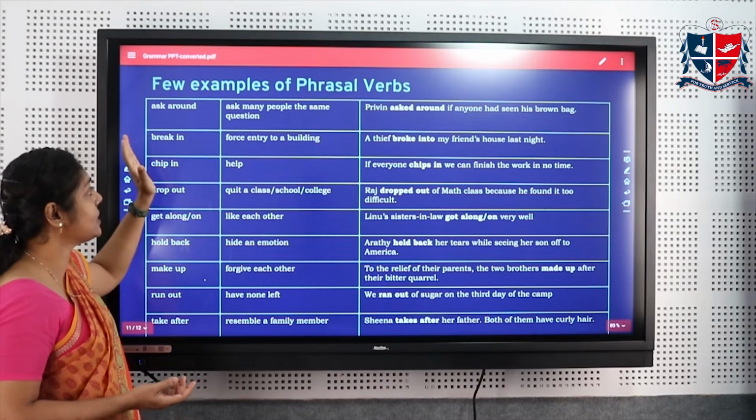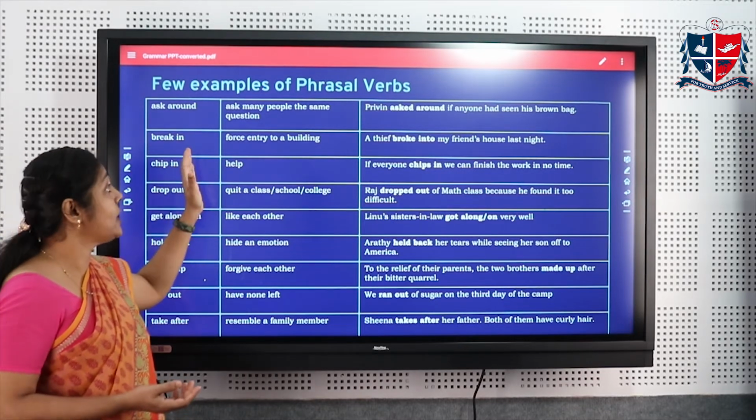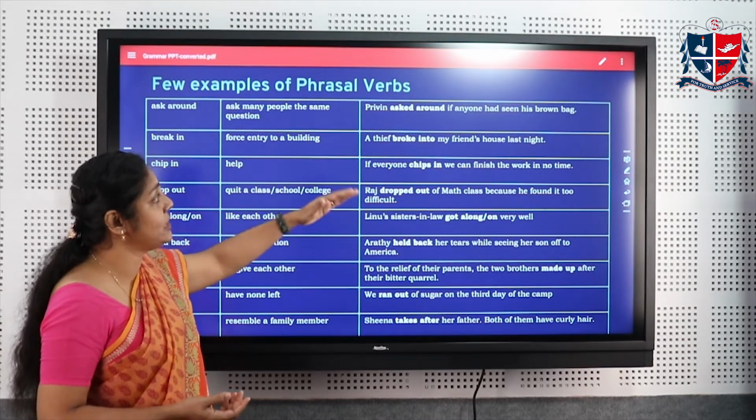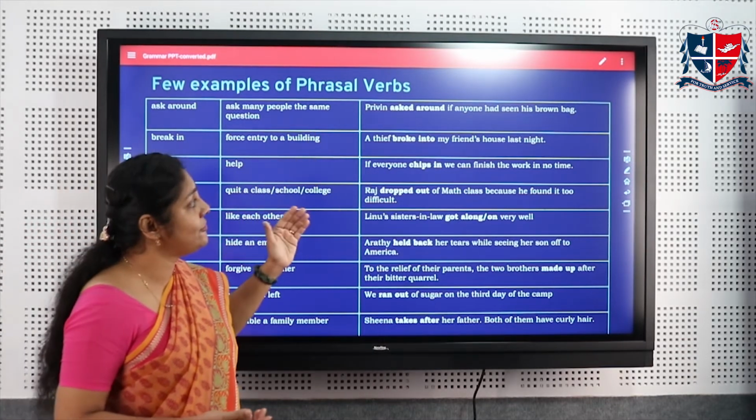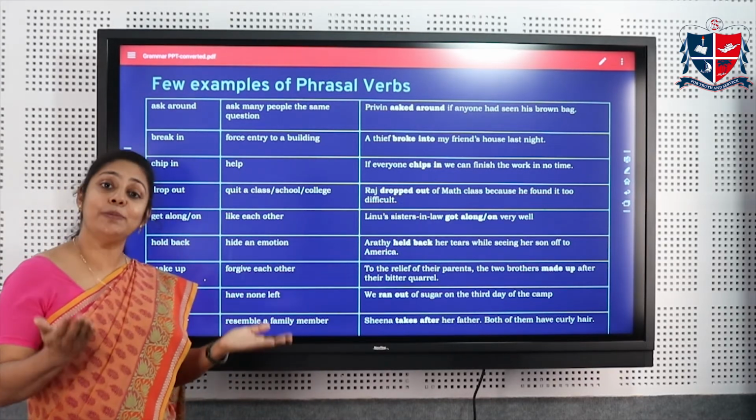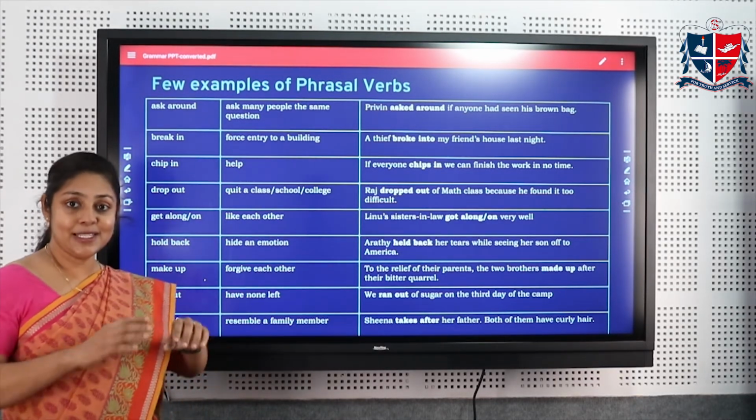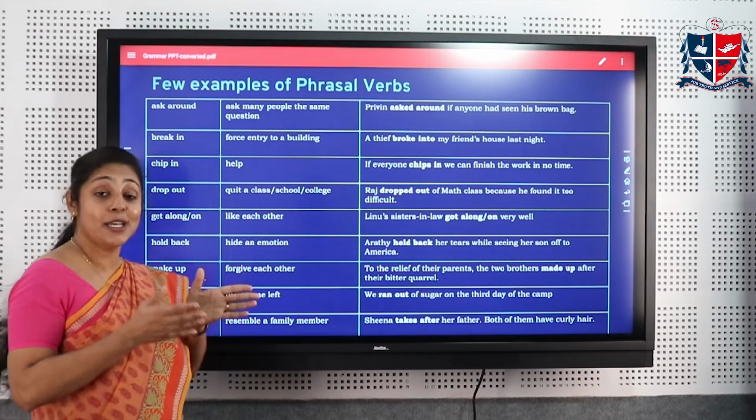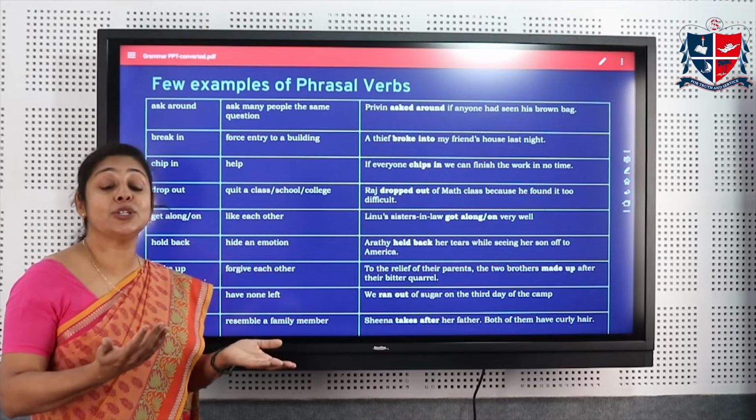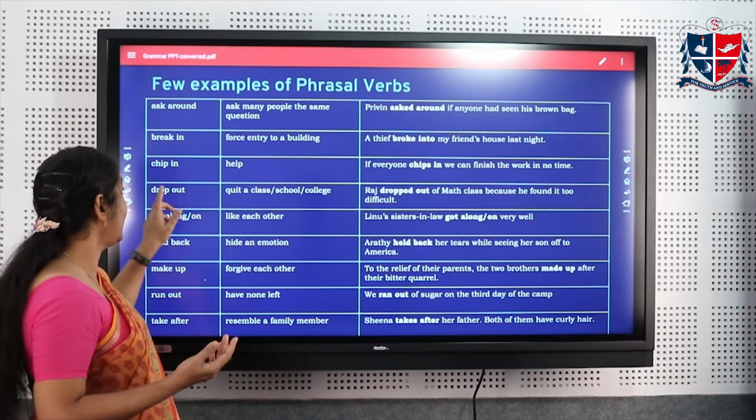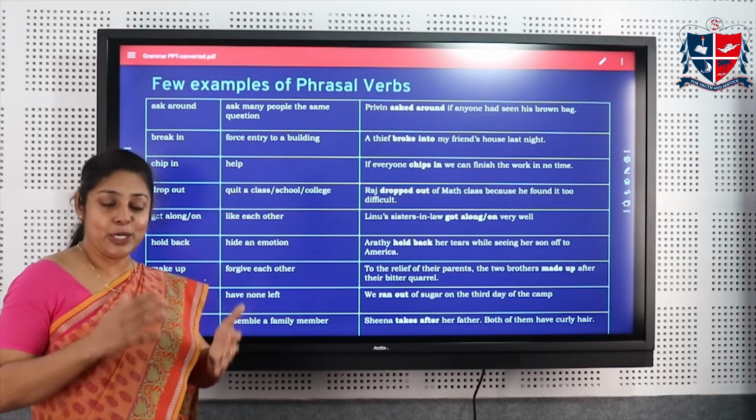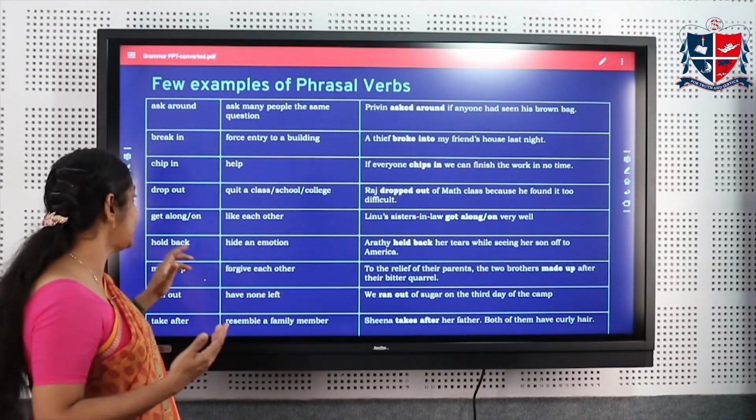Look at this. Ask around. Ask around means ask many people the same question. The sentence that I've given here is Pravin asked around if anyone had seen his brown bag. That is asking many people the same question. Break-in is not breaking something. It is forcefully entering into a building. So we would say a thief broke into his house yesterday, right? Chip in. Chip in is help. So if everyone chips in, the work will be finished on time.